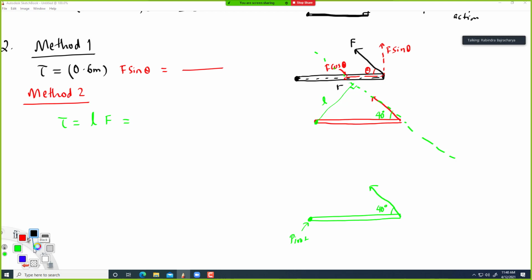Now, once we know this 40 degrees, we can actually use the first method also. So, this would be 40 degrees. So, 0.6 meters times force, which is 55, and then the angle is 40 degrees. Okay. So, that will give you the torque in Newton meters. That is method 1. Now, let us look at the second method.